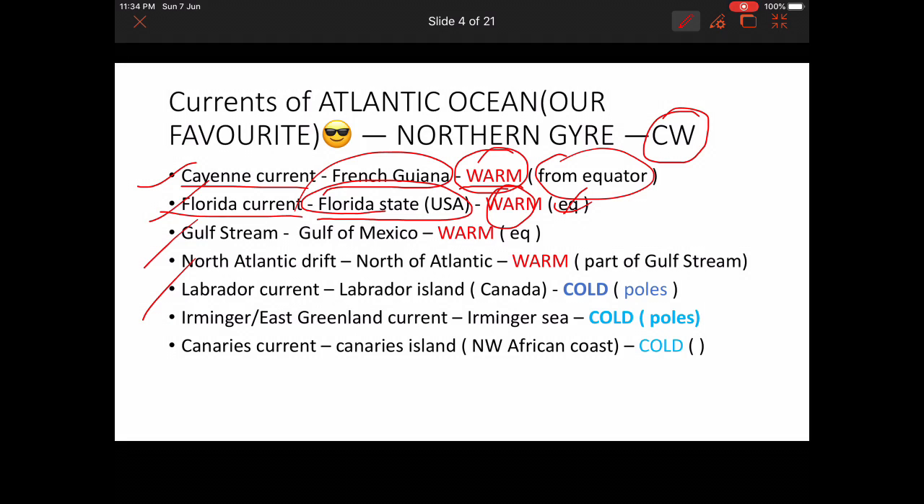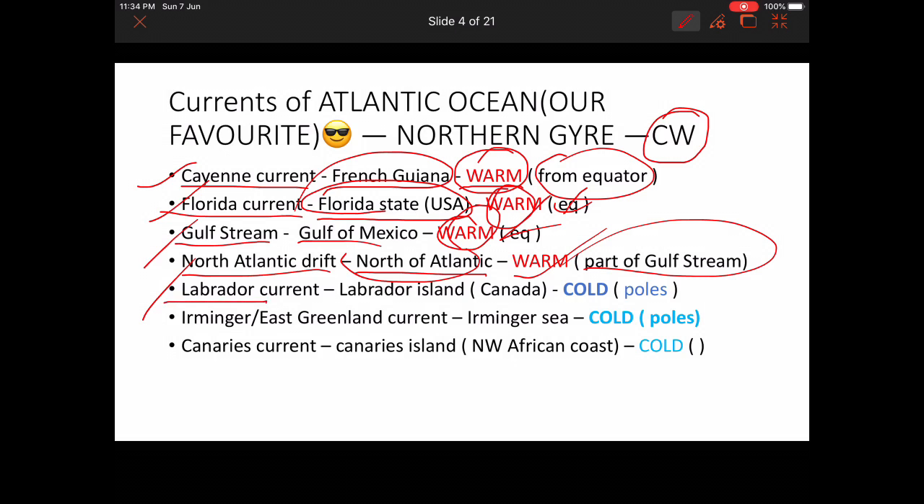In the case of Gulf Stream, why is it called Gulf Stream? Because it comes out of the Gulf of Mexico. And why is it warm? The same reason. And regarding North Atlantic drift also, why the name? Because it is north of Atlantic, simple. And why is it warm? Because it is a part of Gulf Stream.